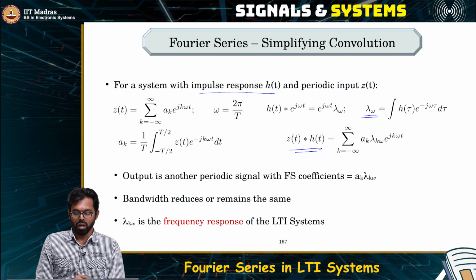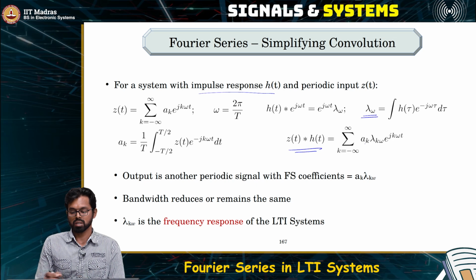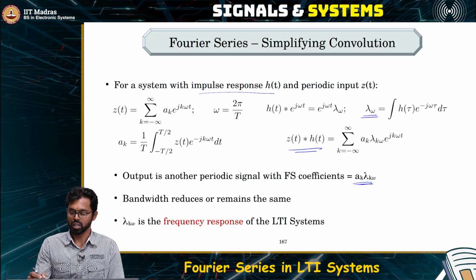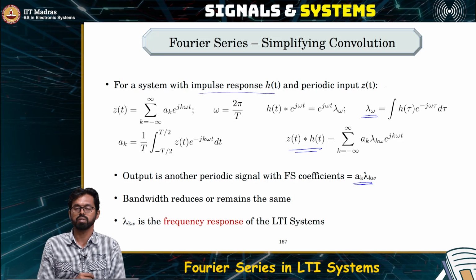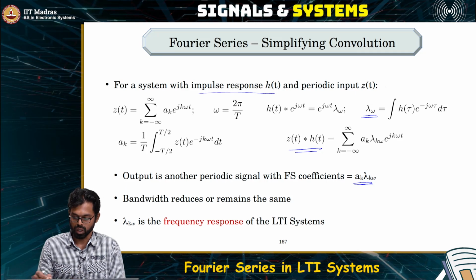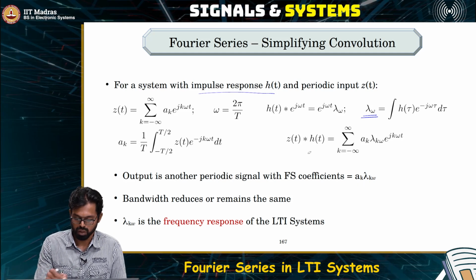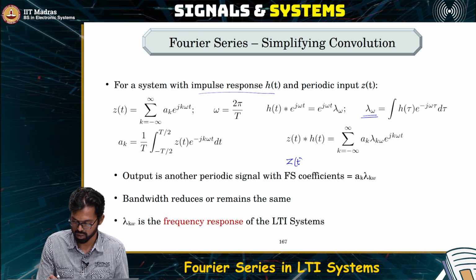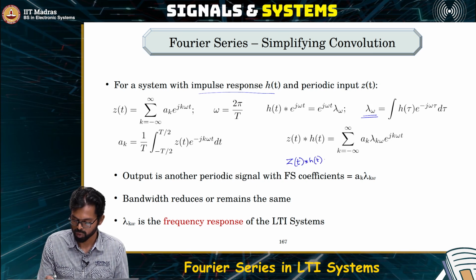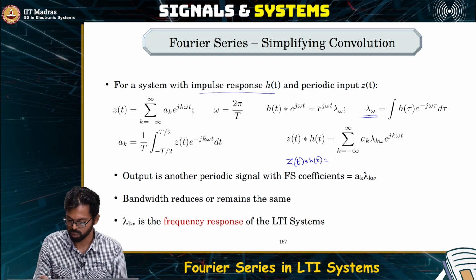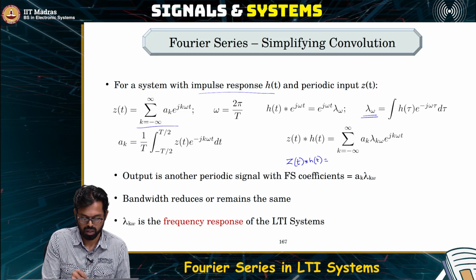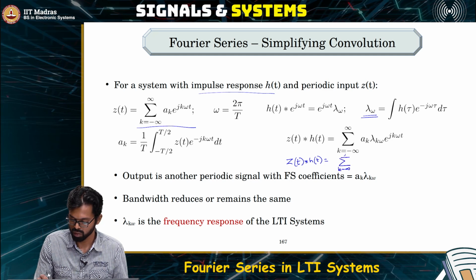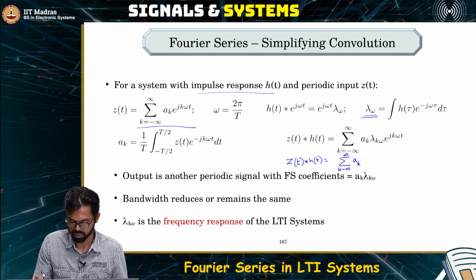So all you have to do here is multiplication of the Fourier series coefficient with the eigenvalue of the corresponding sinusoid. So why is this true? All you have to do is substitute this back here. If you see this convolution operation, what are we doing? You just convolve this entire representation here, just substitute.